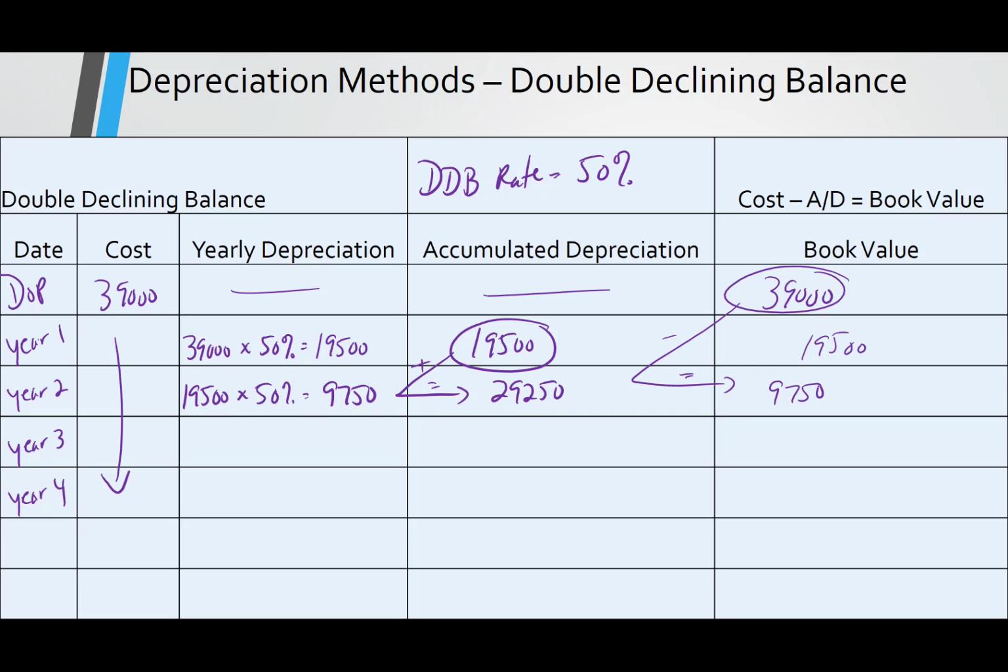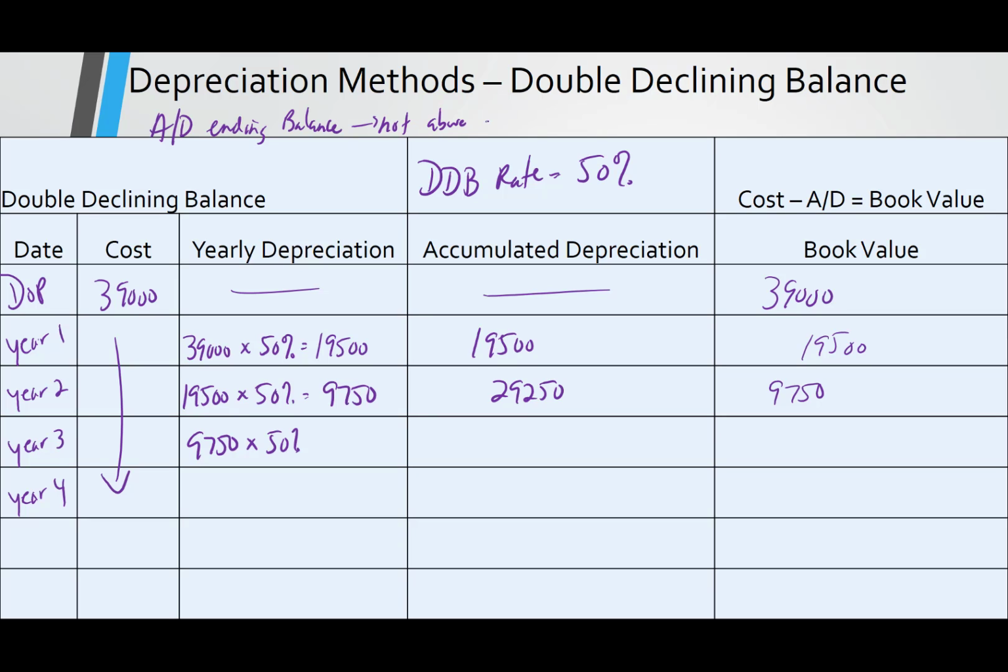What we would typically do next would be to take 9750 times 50%. Now, if we do that, we know that that's going to cause some problems. Because remember, we have to always have our accumulated depreciation ending balance must never go above our depreciable base, or cost. And that equaled 33,000. Well, if we do that, we're going to get an amount above the 33,000.